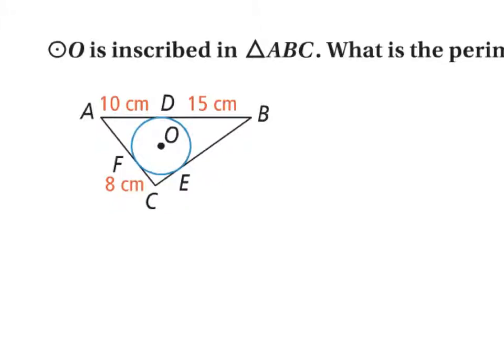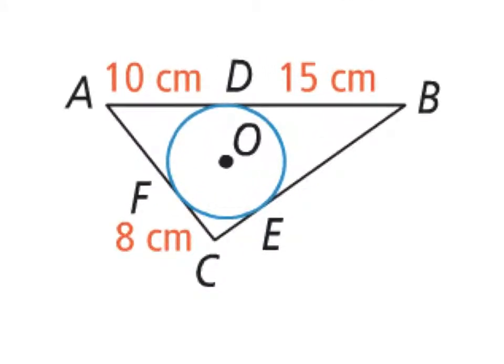If I look here closely, I see that D is my point of tangency, F is my point of tangency, and E is my point of tangency. So line segment AD is going to be congruent to line segment AF. If you're wondering why, refer back to the theorem right above this problem. They meet outside at point A, so those two tangent segments are congruent. FC is congruent to CE, and DB is congruent to EB.